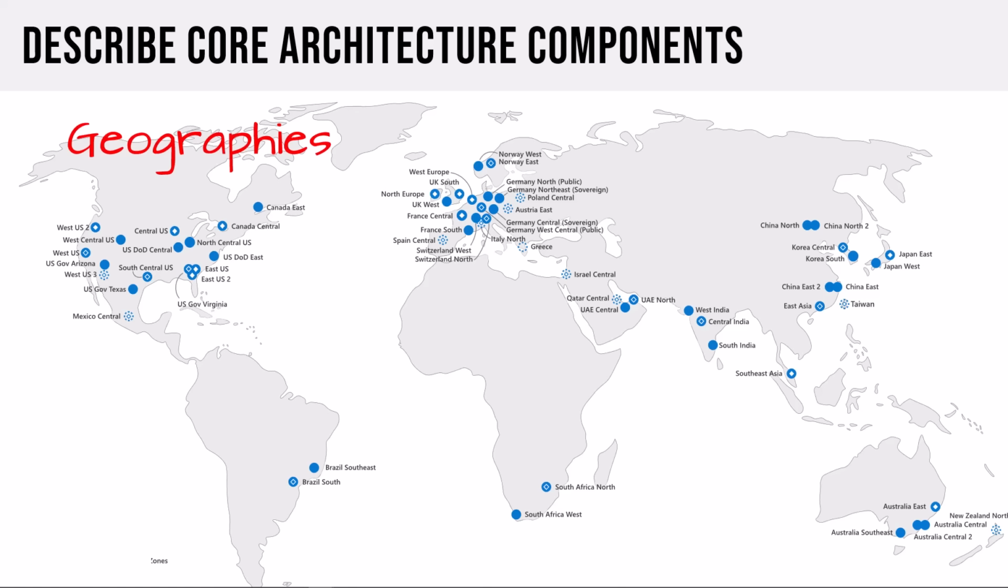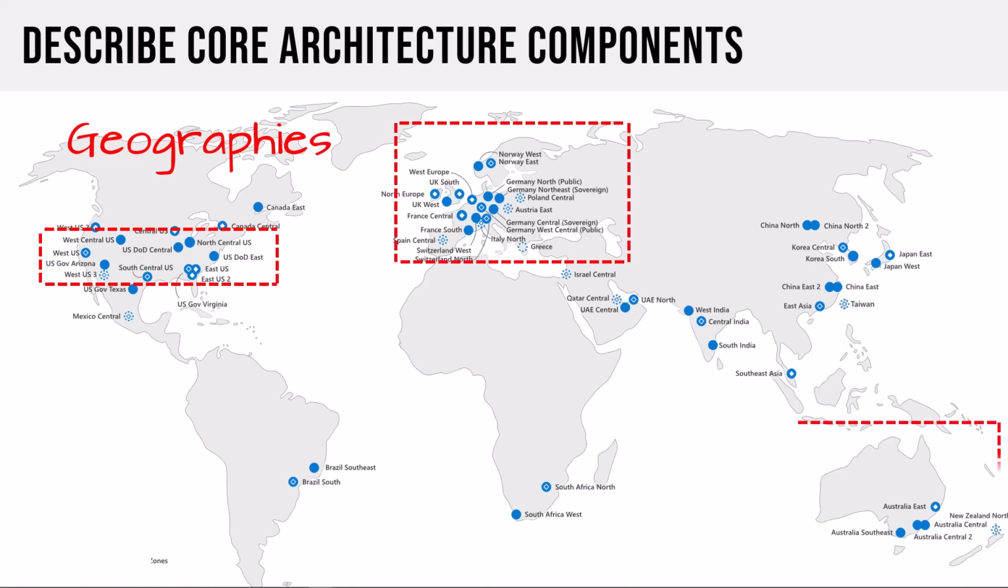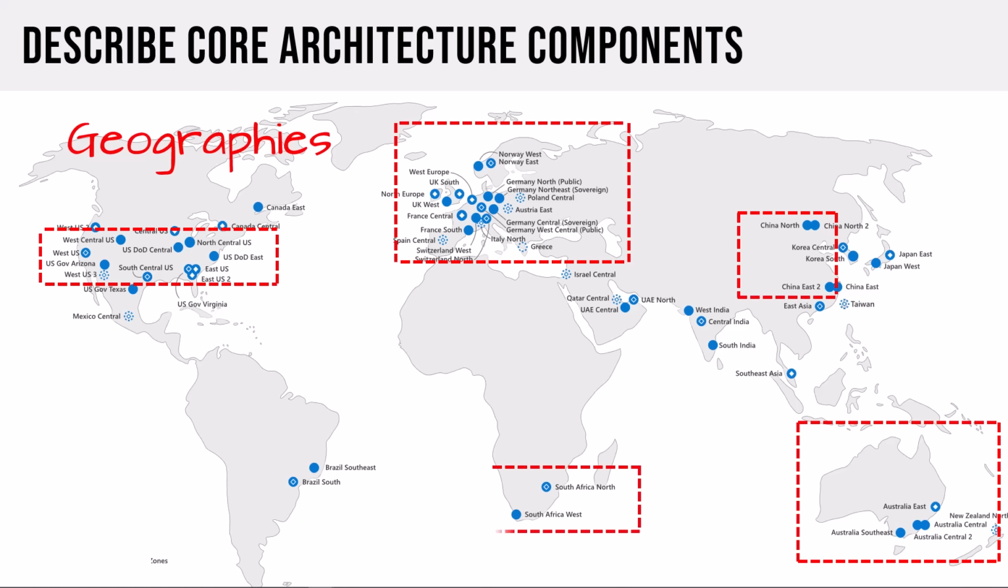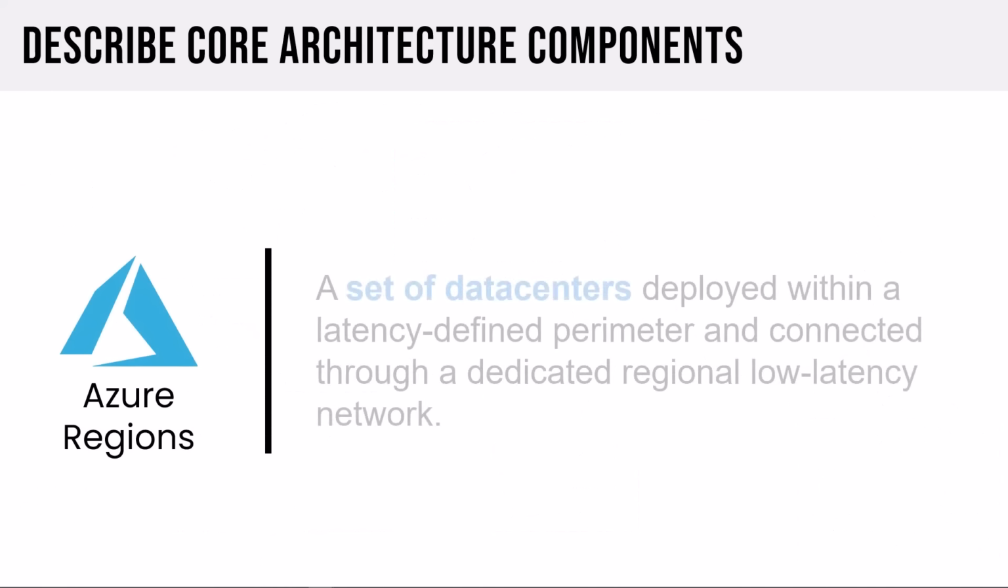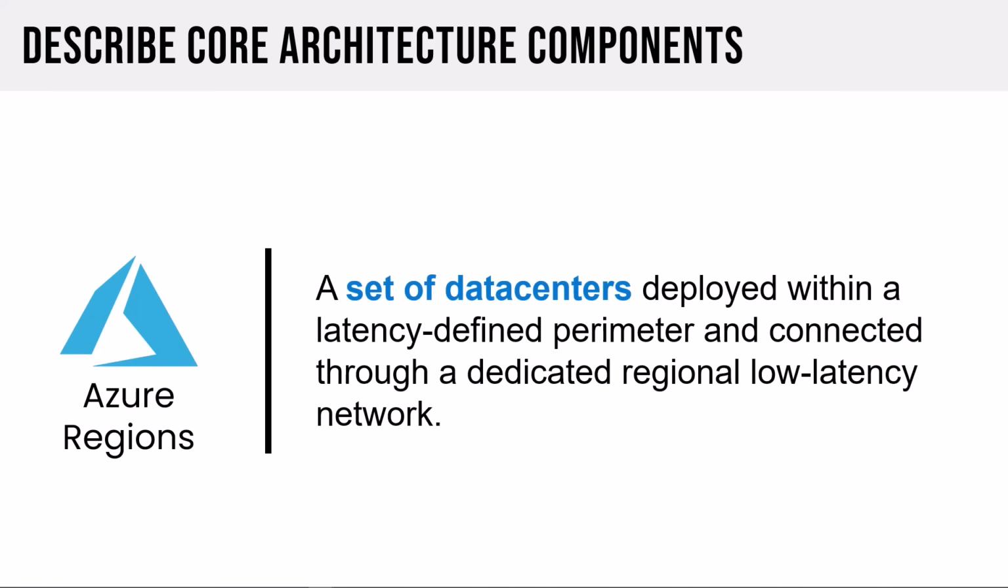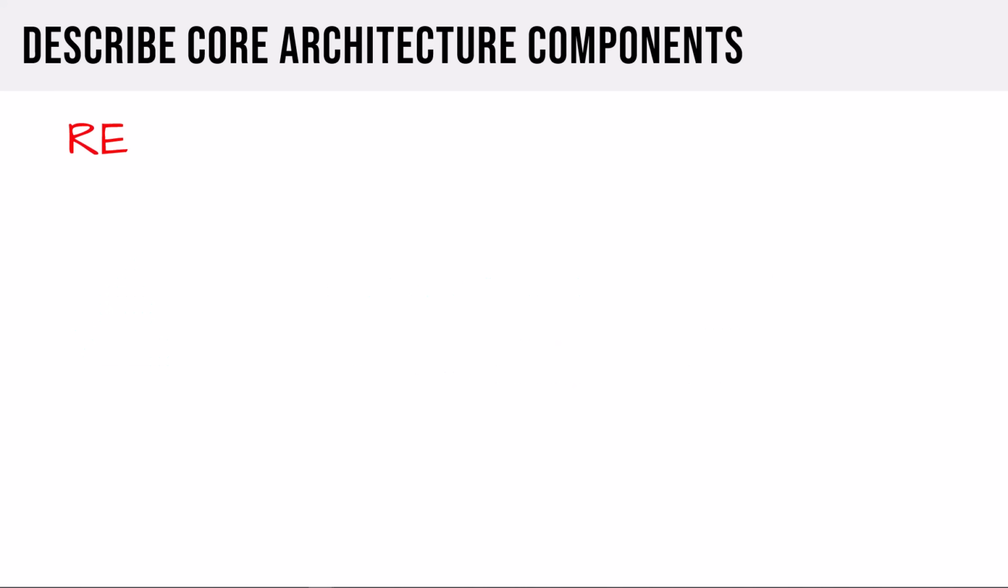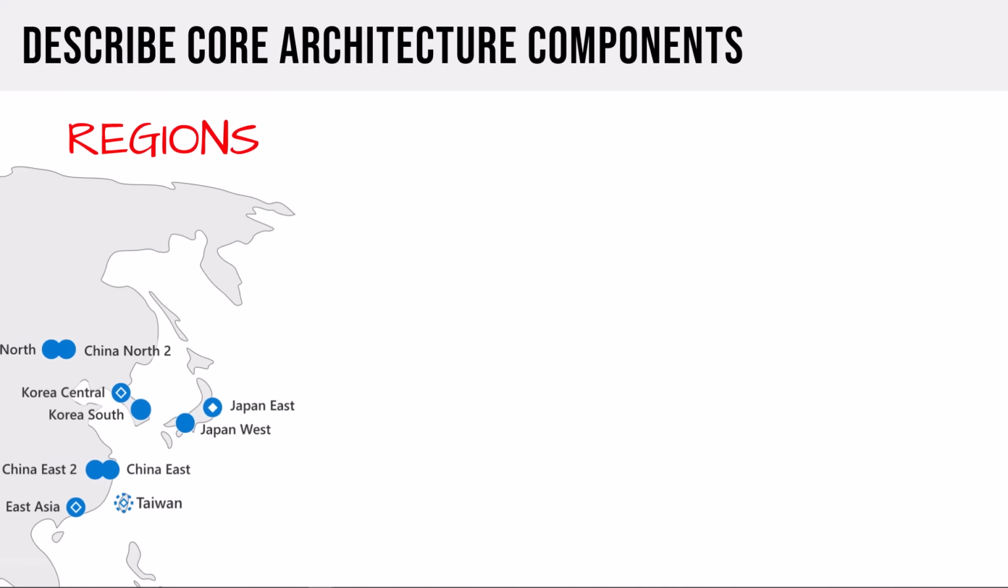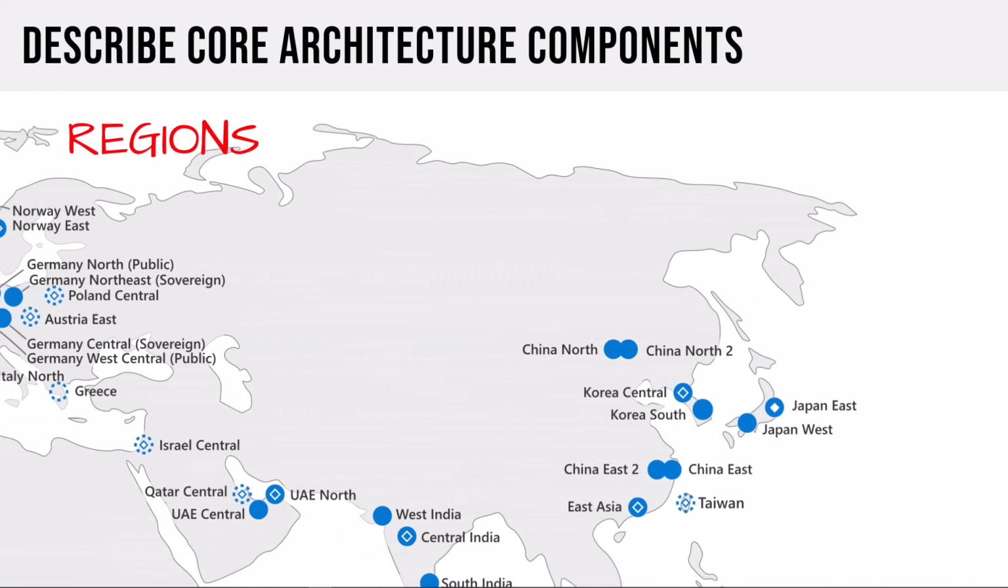You'll find Azure geographies around the world, including North America, Europe, Australia, China as its own sovereign region, Africa, and South America. You'll want to choose your geography based on the location you need, but you'll also want to look at the regions within the geography. A region is a set of data centers deployed within a latency-defined perimeter and connected through a dedicated regional low-latency network.